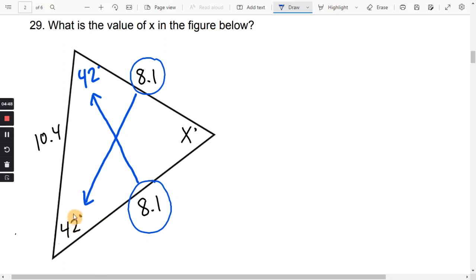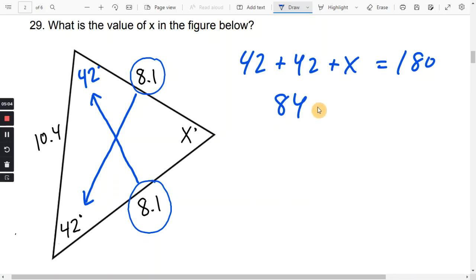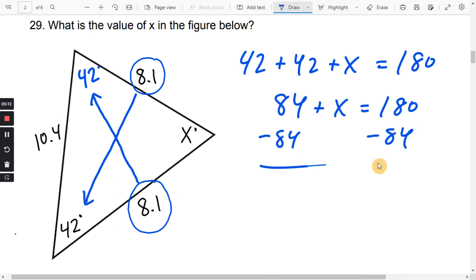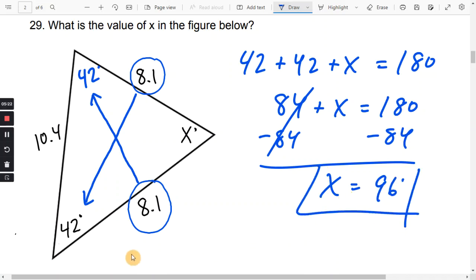The three angles inside of a triangle add to 180. So 42 plus 42 plus x equals 180. Combine the like terms. That's 84 plus x equals 180, and subtracting 84 on both sides, it cancels here, and x is going to equal 96. So really, you just subtract the sum of these two from 180.